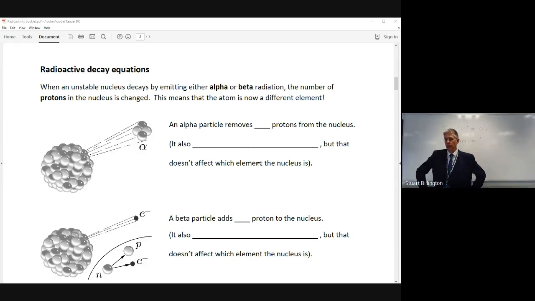What do you think goes in the gap? It's a number first and then a couple of words after that. So an alpha particle removes something protons from the nucleus, and it also removes something else, but that doesn't affect which element it is. I'm going to give you 30 seconds, and then I want you to give me an answer, please.